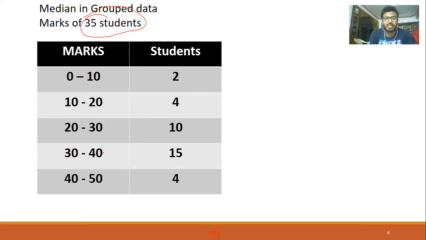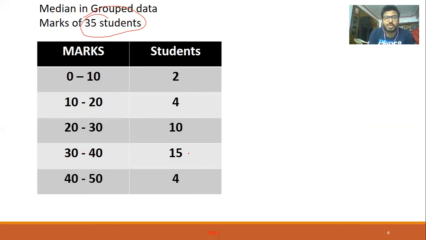15 students are getting 30 to 40 among them. So most students, 15, are getting marks in 30 to 40. And 40 to 50, how many have we got? Only 4 students. Okay, so the total, if you calculate 2 plus 4 is 6, 6 plus 10 is 16, 16 plus 15 is 31, 31 plus 4 is 35. So 35 students, and their marks have been tabulated accordingly.